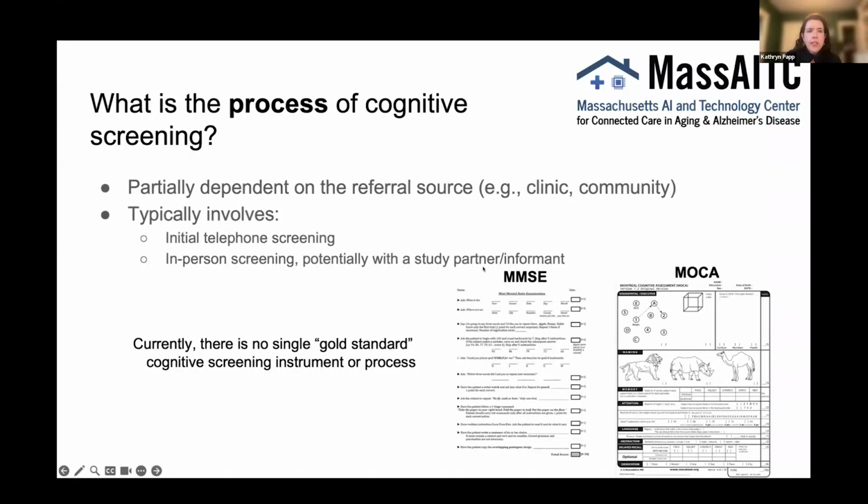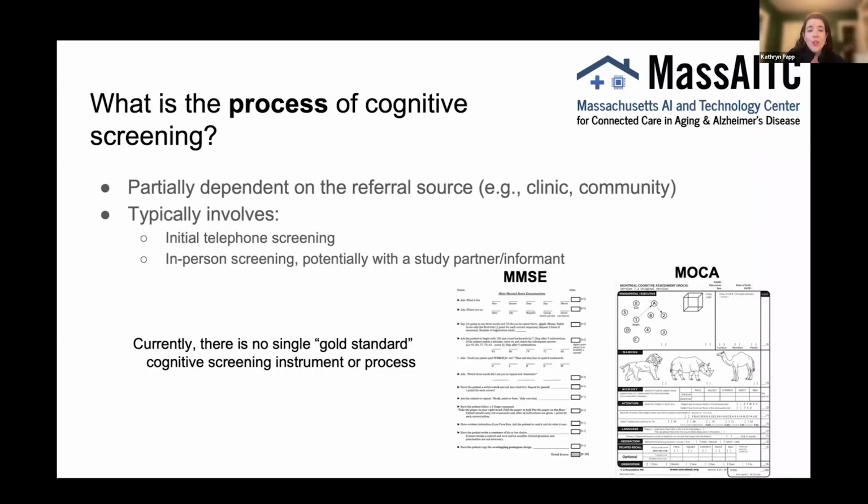So what's the process usually that's used for cognitive screening? This is partially dependent on the referral source. So for example, if you're referring from a clinic, you might already have information about a participant's diagnosis because they're in a clinic setting. So they might already have a diagnosis of MCI or dementia that's on record. But it's different if it's in the community where you don't have a lot of outside information about an individual's current cognitive functioning. Generally, it involves an initial telephone screening and then in-person screening, potentially in an ideal situation with a study partner or an informant if you're recruiting individuals who have MCI or dementia.